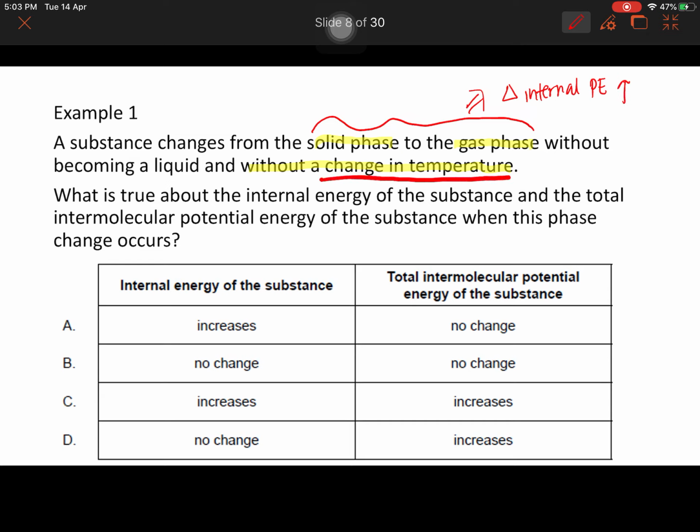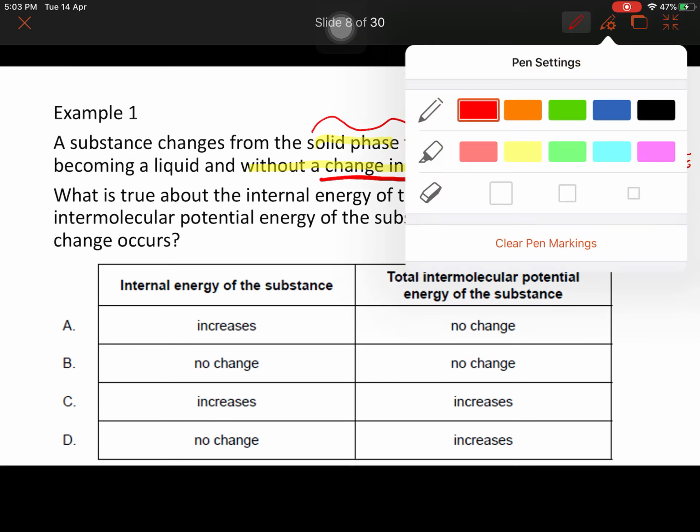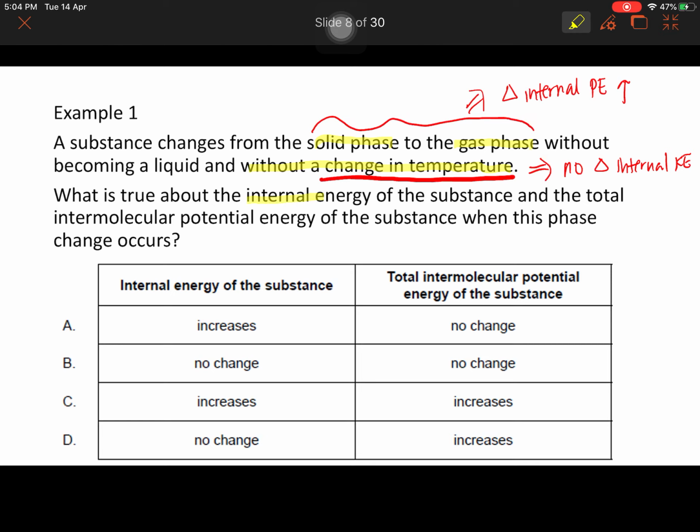Now when they tell you without a change in temperature, what does this mean? This tells you that there is no change in internal KE, because temperature is related to internal KE, and phase change is related to internal PE. Now the question asks for what is true about the internal energy. What is internal energy? Internal energy is internal KE plus internal PE, right? And the question also asks for the total internal potential energy of the substance when this phase change occurs.